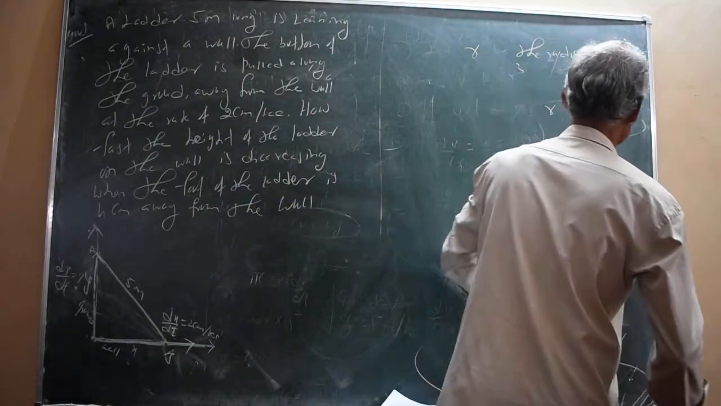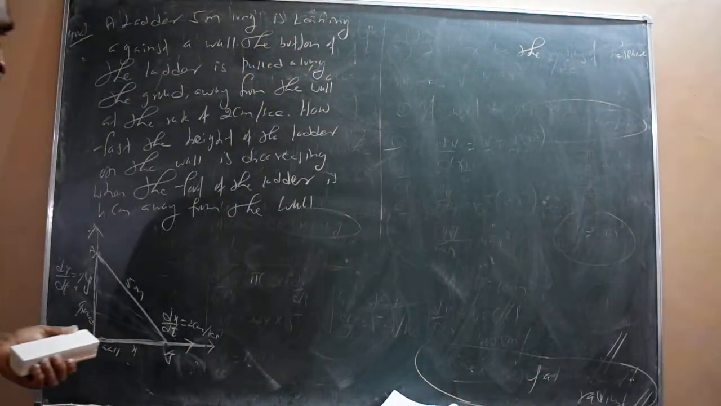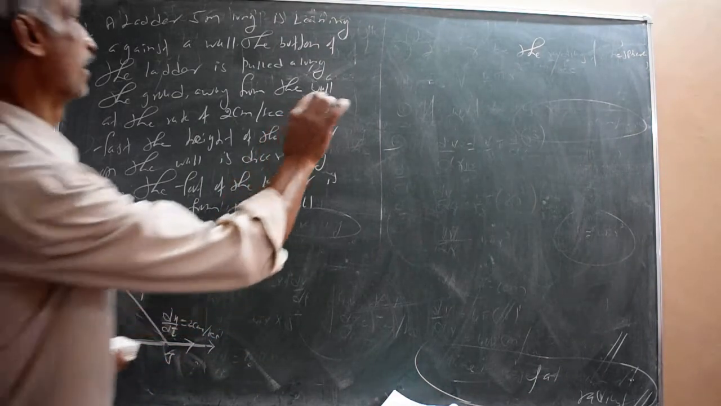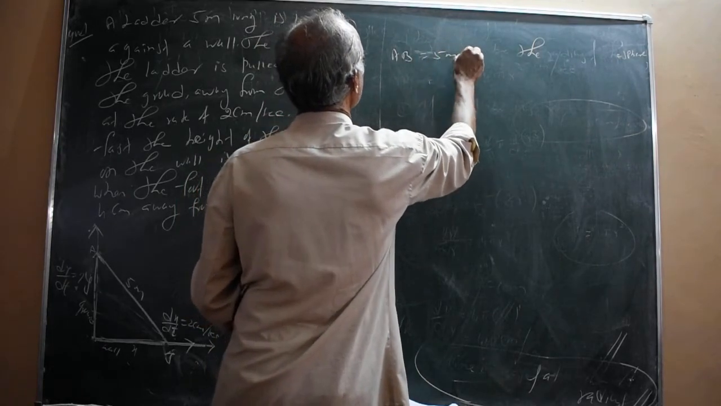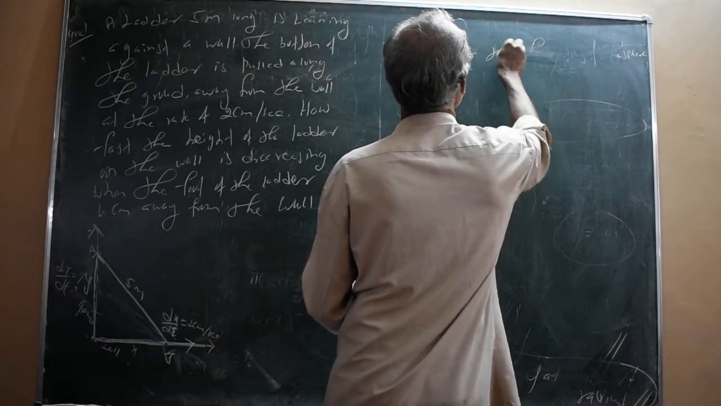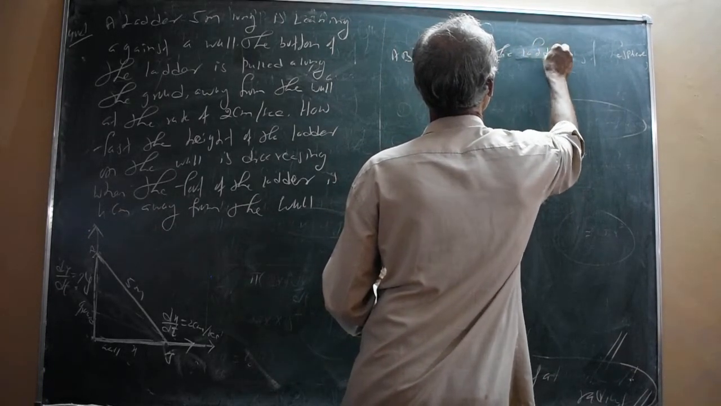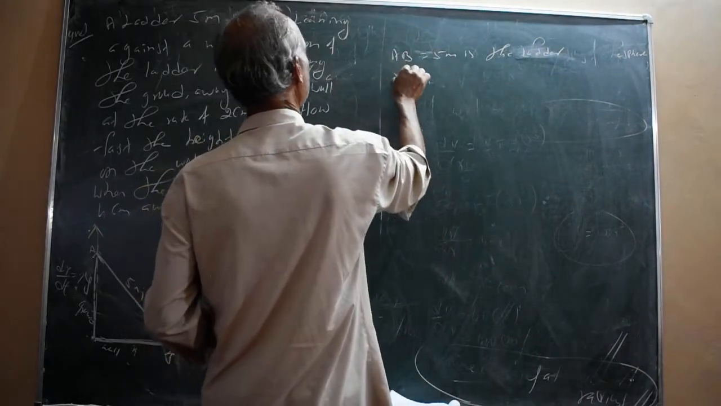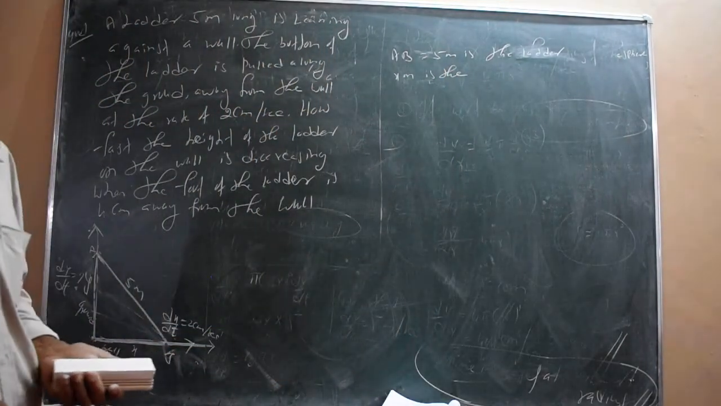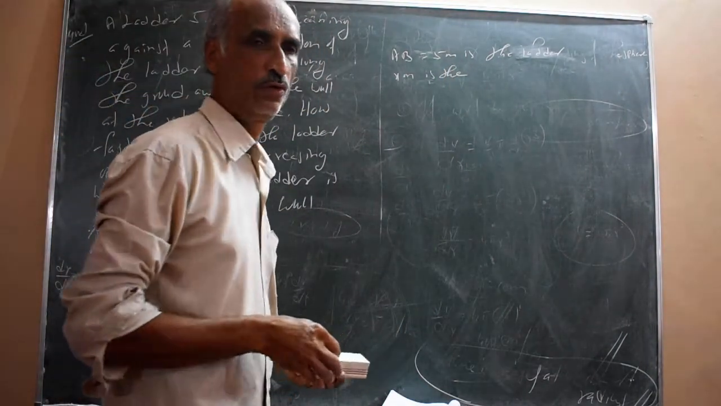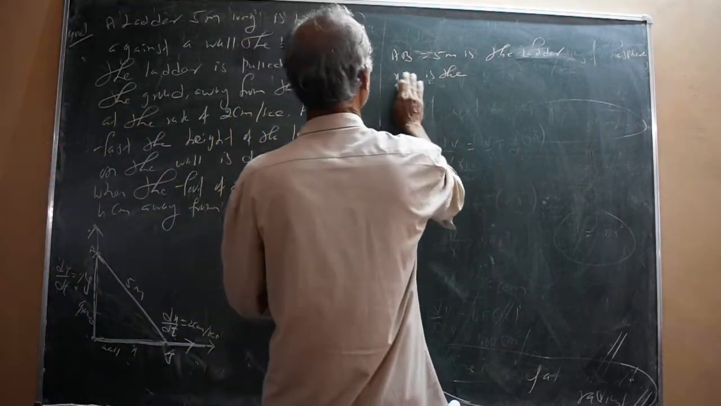Whenever a decrease is there, then dy by dx should be taken negative. The dy by dt or dy by dx should be taken negative. AB is the ladder. Coming to the solution, AB is equal to 5 meters, the ladder. Let us take everything in meters only. Units should be the same. One in meter and one in centimeter is wrong.